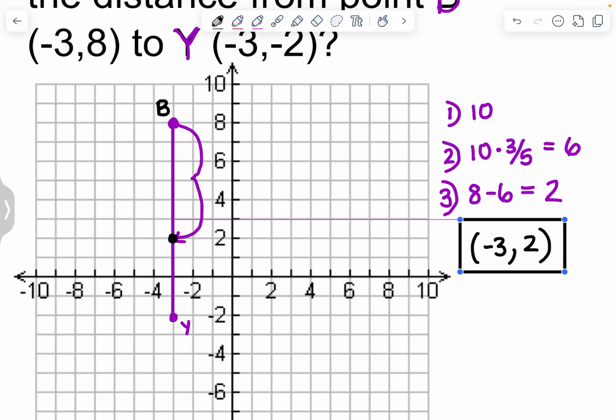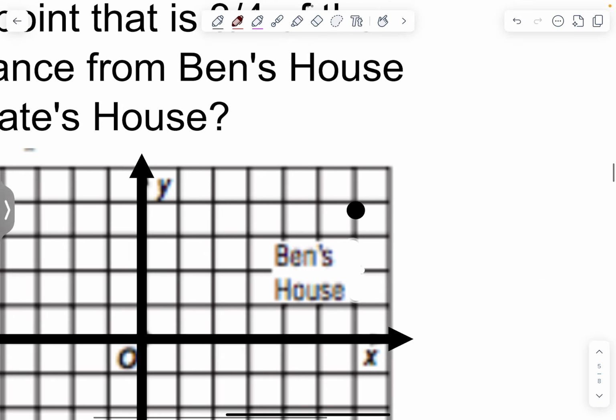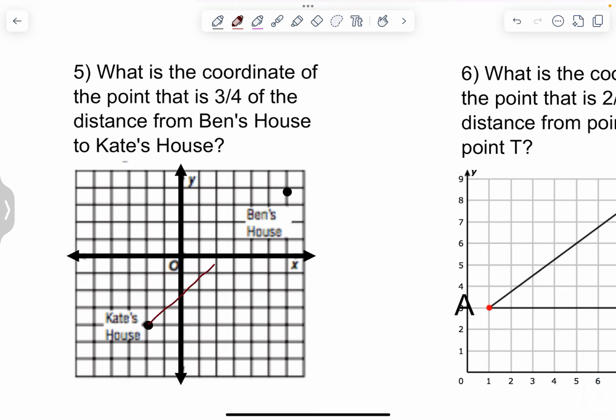All right. Now we can flip our paper. Flip your paper. Let's try it out. Haven't done this in a long time, but I have faith in us. So, we got Kate's house, we got Ben's house. And what is the coordinate of the point that is 3/4 of the distance from Ben's house to Kate's house?